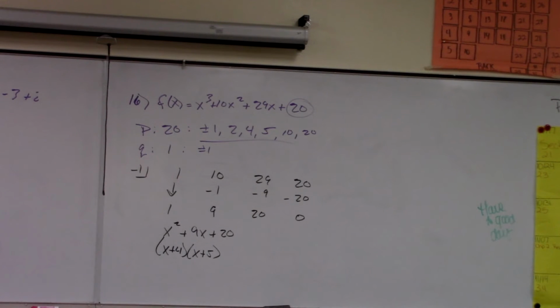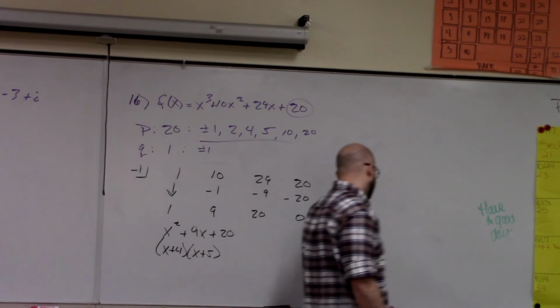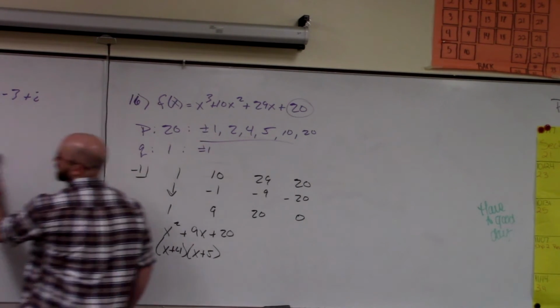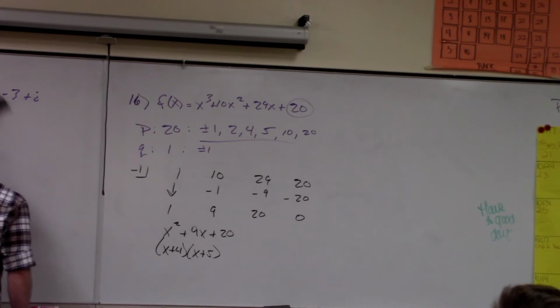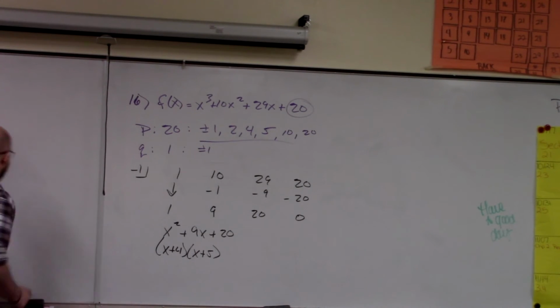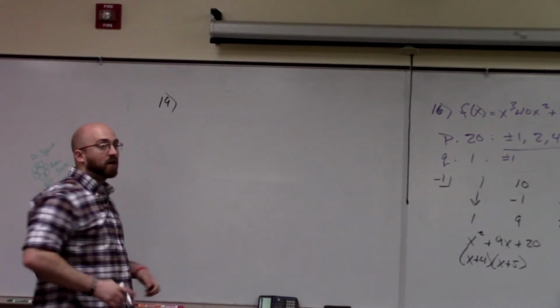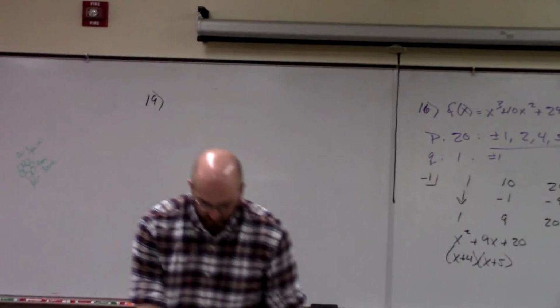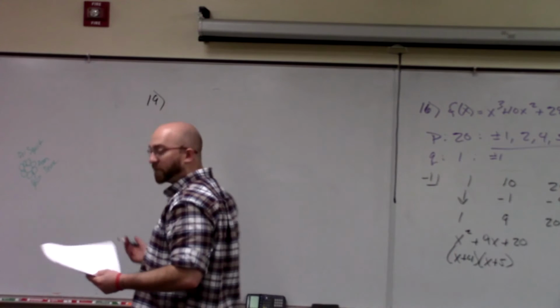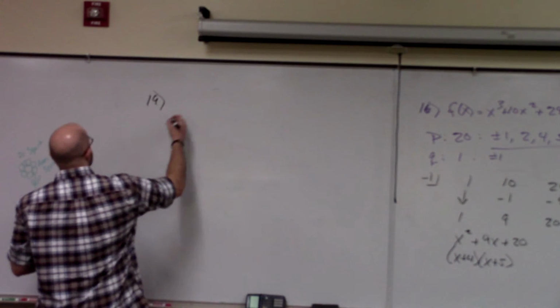What is number 19? You want to list all the possible rational zeros, right? You don't even have to find them. Is it just the P and Q thing? Yeah.